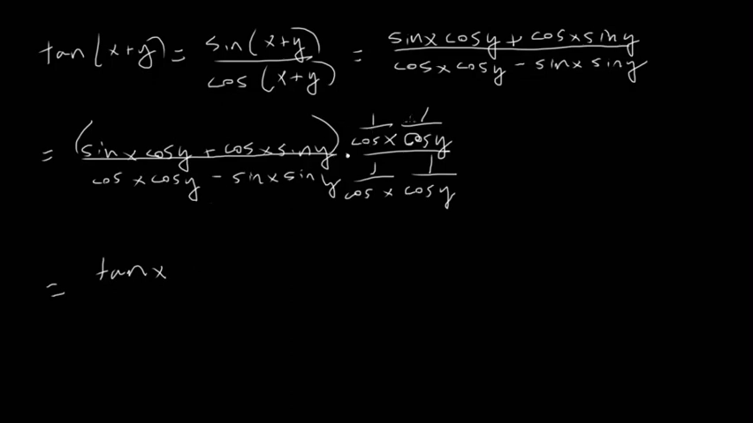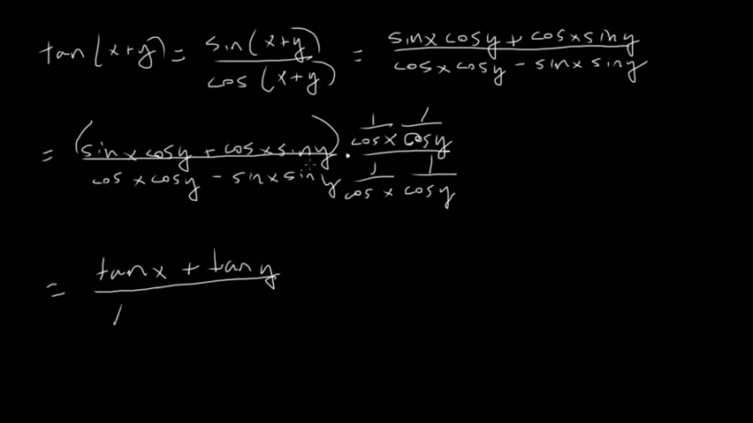And sine y over cosine y, that is the tangent y that we wanted. Cool. And then over here we have cosine x cosine y times 1 over cosine x times 1 over cosine y. That is just 1. Beautiful.